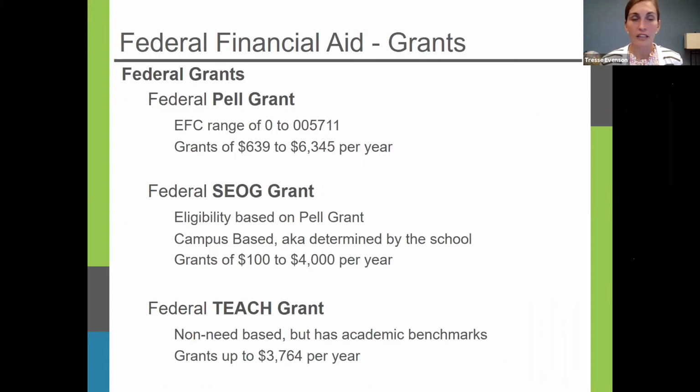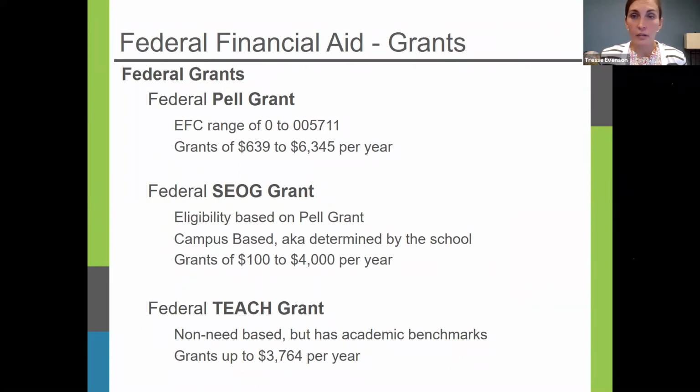All right, the second federal program through the FAFSA is grants. The federal Pell Grant, SEOG grant, and Teach grant. Federal Pell Grant and SEOG grants are for the same kind of population of students. Students who have an EFC of 0 to 5711 or 0 to 5700. Those students are eligible for Pell Grant, and the grants range from $639 to $6,345. So the closer your EFC is to 0, the higher your Pell Grant amount is.